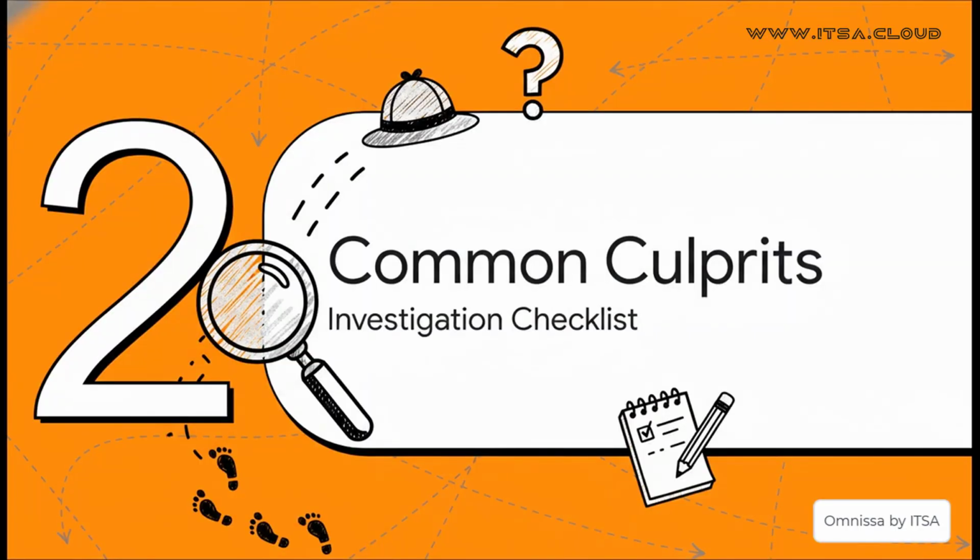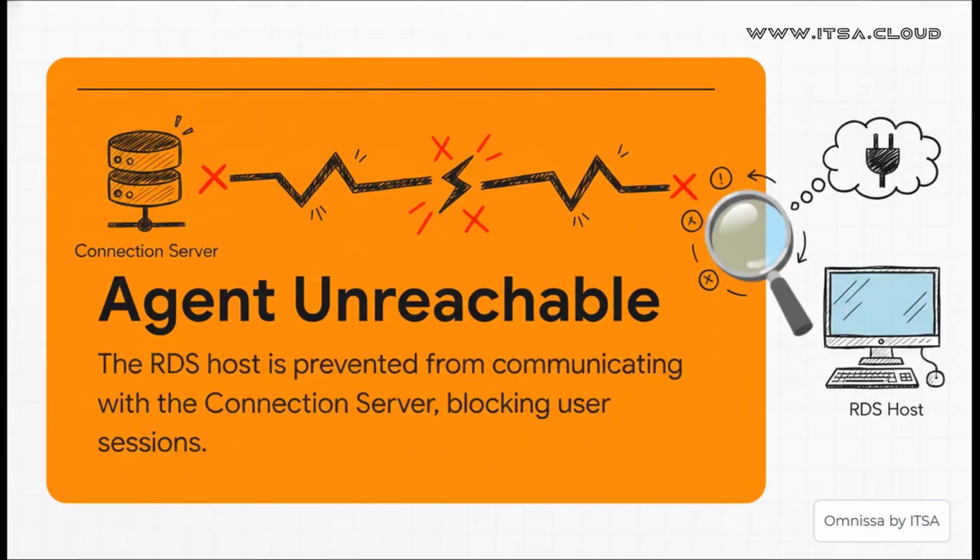Okay, so let's put on our detective hats and start the investigation. We're going to run through a checklist of the usual suspects, the most common culprits behind these Horizon RDS failures. First on our list is the dreaded agent unreachable status. Just think of the Horizon agent on your RDS host as its lifeline, its communication channel back to the main brain, the connection server. If that line gets cut, well, the host is basically stranded on an island. It's powered on, but it's invisible and can't take any user sessions.